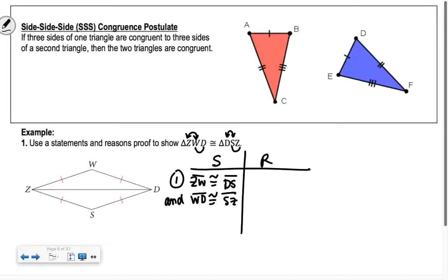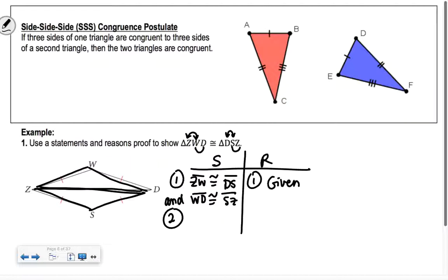So do we see those markings there? They're actually all congruent to each other as well, but we'll just do that. So our reason is because it was given. Okay, so if we can get that third side is congruent, then we're good to go. So of this triangle, ZWD, and this triangle DSZ, is their third side congruent, and why?